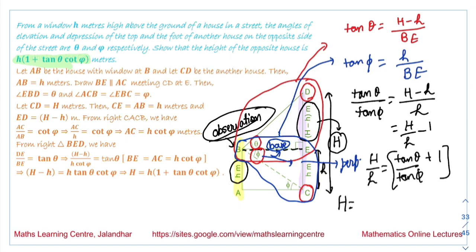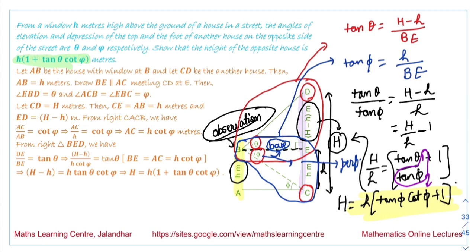So the value of capital H is small h into tan theta cot phi plus 1. You can write this as 1 over tan phi, and the value of 1 over tan phi is cot phi. So the height of this whole building is equal to small h into tan theta cot phi plus 1.